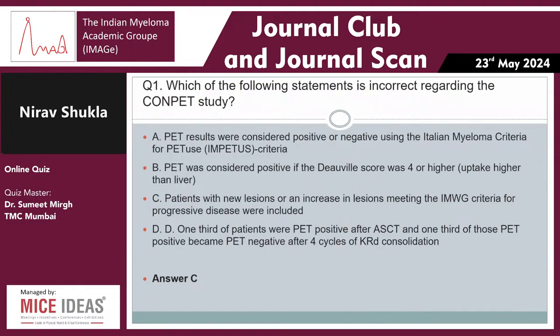Yes, sir. So the first question, which is about the CONPET study, asked which of the following statements in the Journal Scan article is incorrect. The correct answer was option C: patients with new lesions or an increase in lesions meeting the criteria for progression were actually excluded from the study, and all the others, A, B, and D, are actually correct.